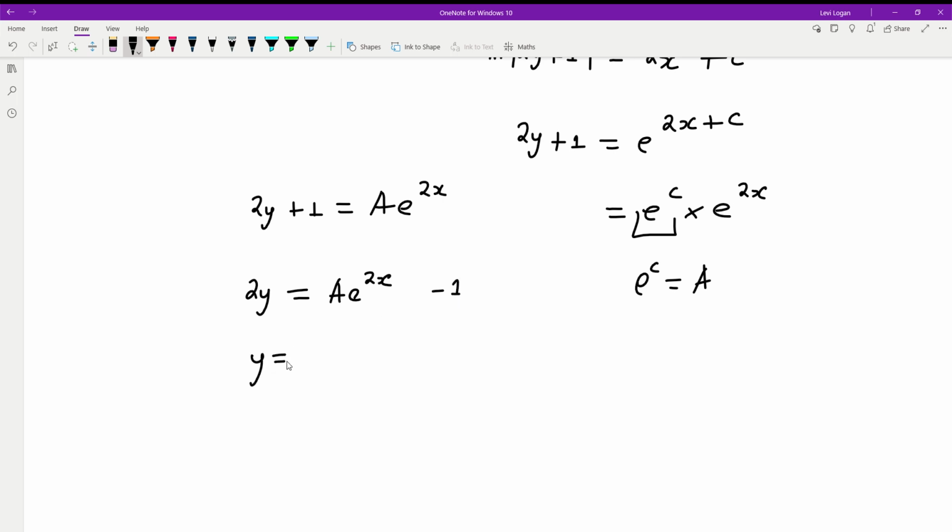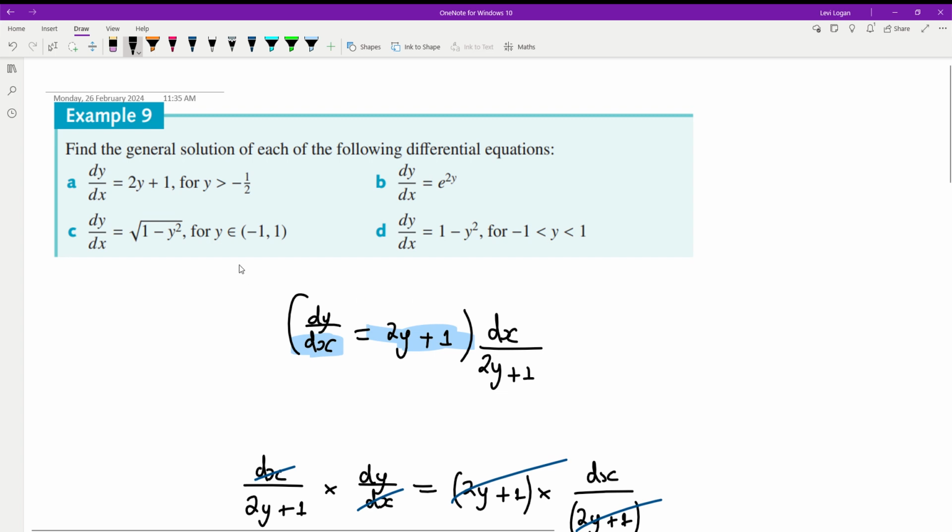Then you can divide both sides by 2. So I'll just leave that pretty much there. And that is your solution to your differential equation for the first one anyway. Okay? Righto, so that's question A done. Let's take a look at question B very quickly.